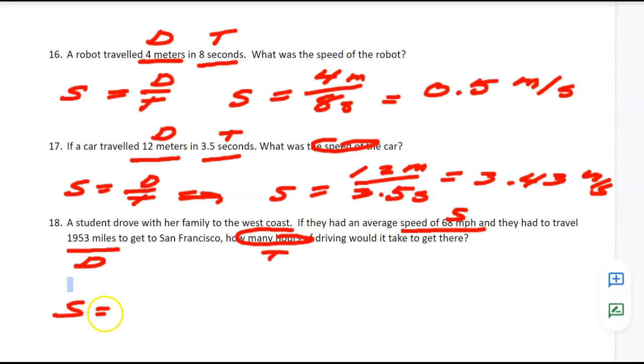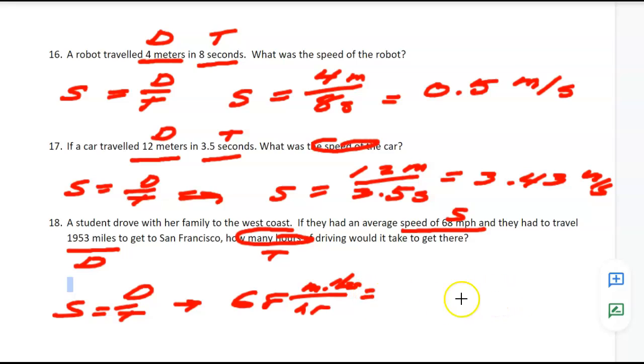So again, we start with our equation, speed equals distance over time, and then we fill in our numbers. We're going 68 miles per hour, and that's going to be equal to our distance, 1953 miles, over our time. Here we have miles per hour and we have miles, so our answer is going to be in hours. So that's good. And now we have the question, how do we get time by itself?